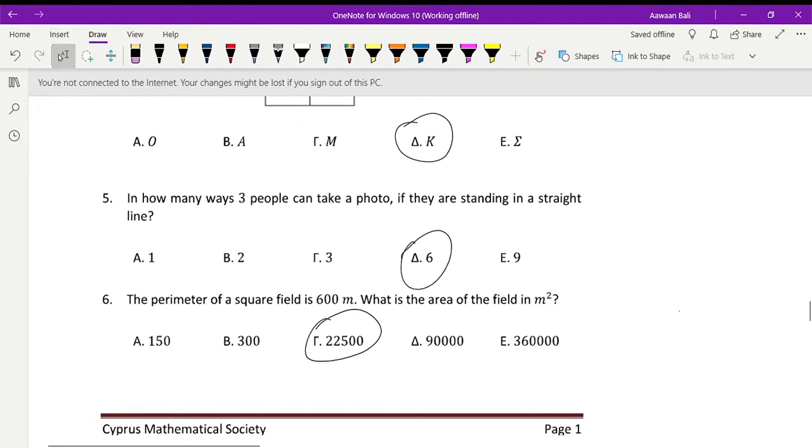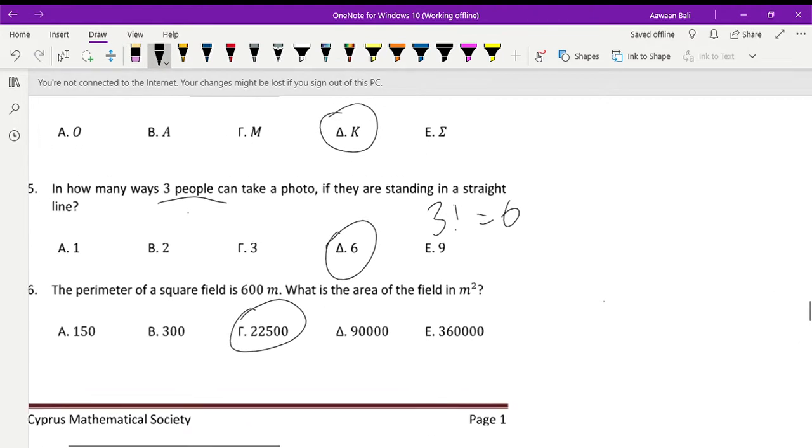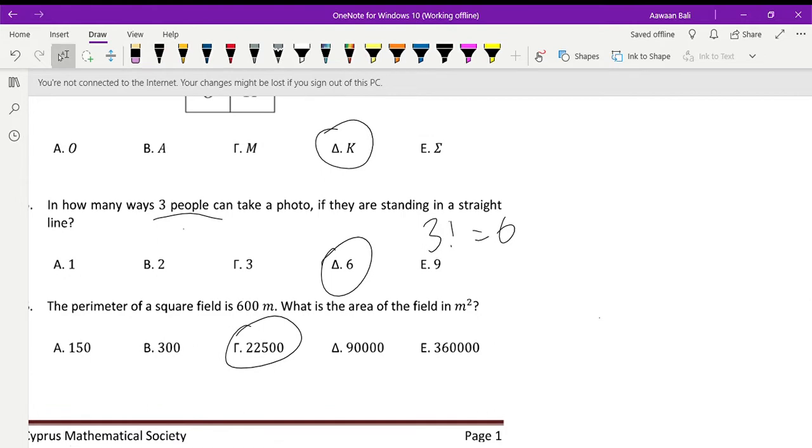In how many ways can 3 people take a photo if they're standing in a straight line? Now remember the factorial thing. Basically here there are 3 people, so 3 factorial is 6. Now some questions are normally repeated, and anyways, for people who don't know this method and haven't joined in, you can just start with combinations.